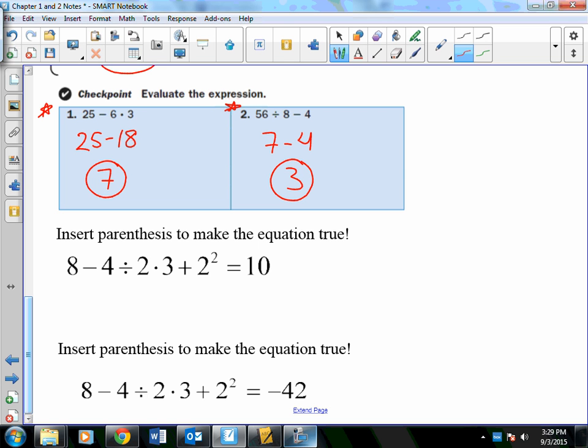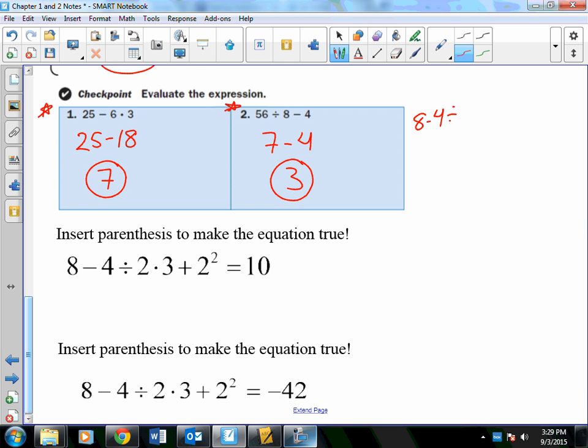I think originally on the notes right here it has 22. I want you to cross out that 22 and put a 10 here. The goal is I want you to insert parentheses somewhere in these two expressions to make one of them 10 and make the other one negative 42. Because if you don't put any parentheses in there right now, I'll show you what it equals.